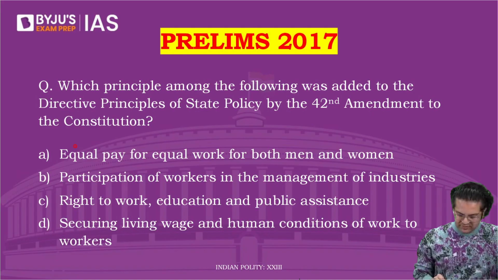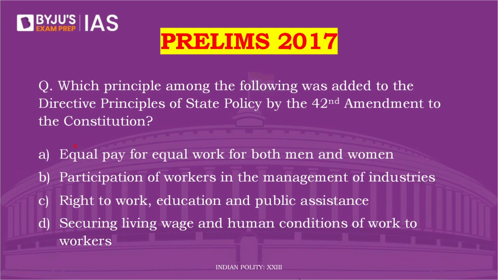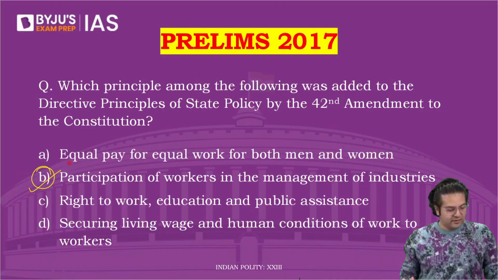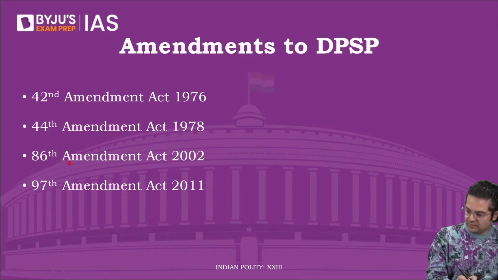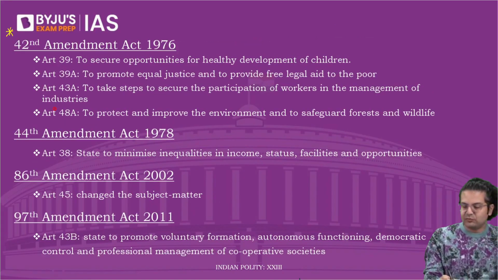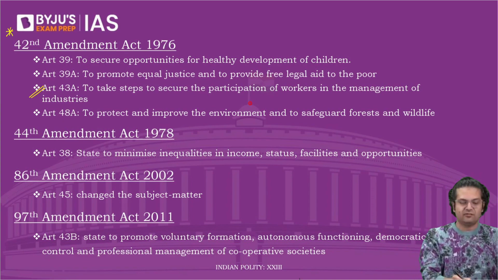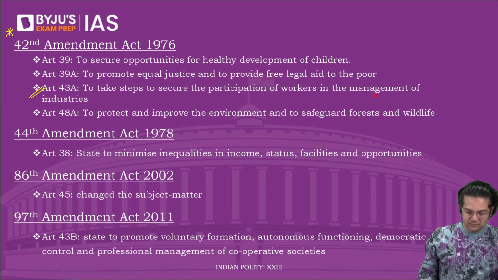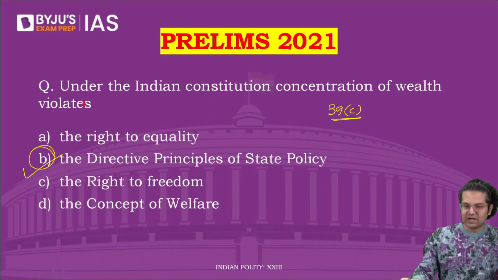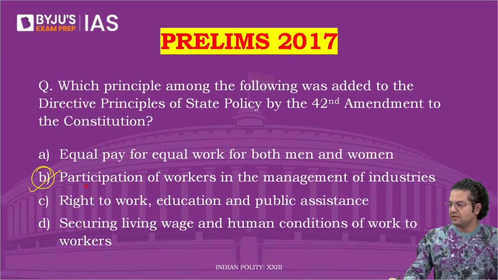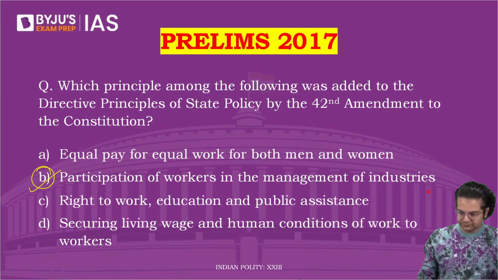Now I'll give you some more. Look at DPSP, all answers B. See this. To take steps to secure the participation of workers in the management of industries. Are you clear? Can you read this? Participation of workers in the management of industries. One more question.